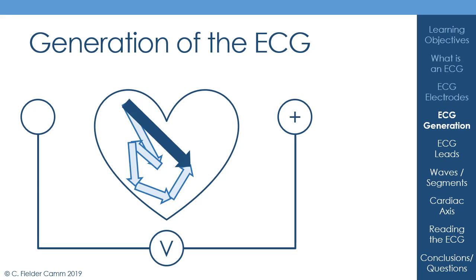And when we combine vectors together, we put them end to end, and we get an overall picture. And as you can see here, overall it's going towards the electrode, and so there is overall a small positive deflection.